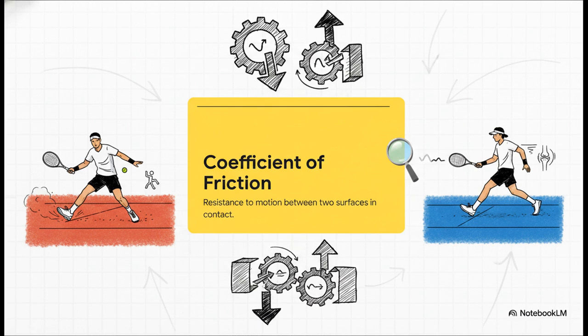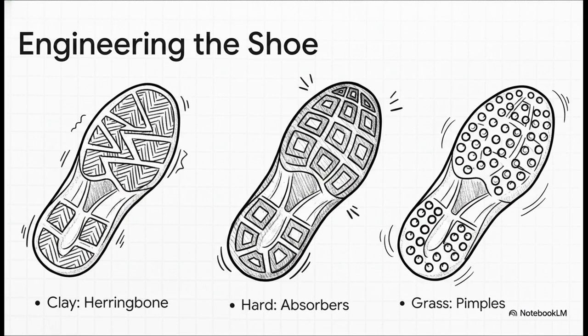If it's too low, the player slips and falls. If it's too high, the foot stops dead, but the player's momentum keeps flying forward, which creates a massive risk for joint trauma. Because of this, sports engineers actually have to design technological solutions just to combat this invisible opponent. Players definitely can't wear the same shoes on different courts.